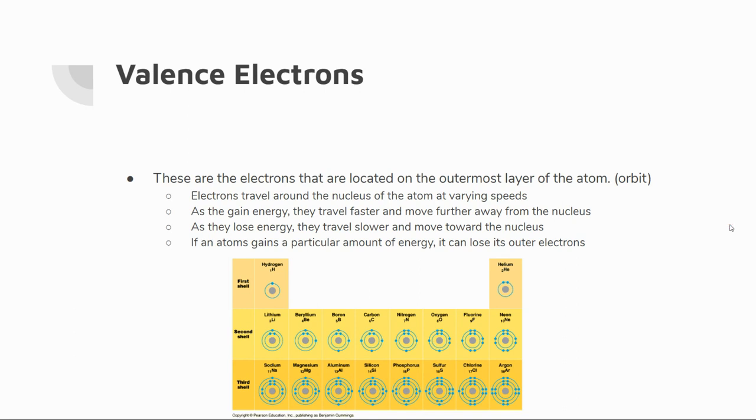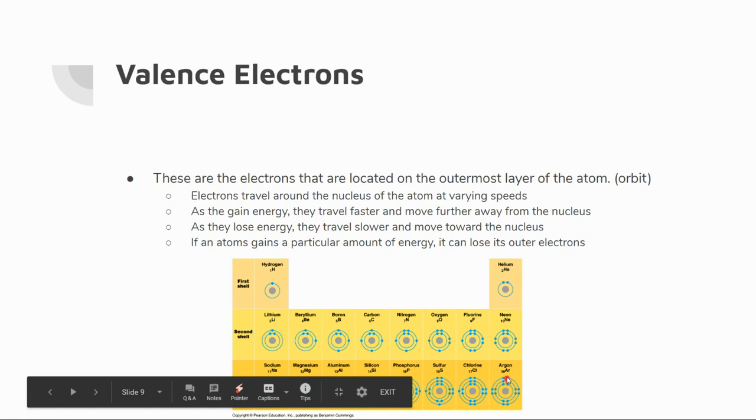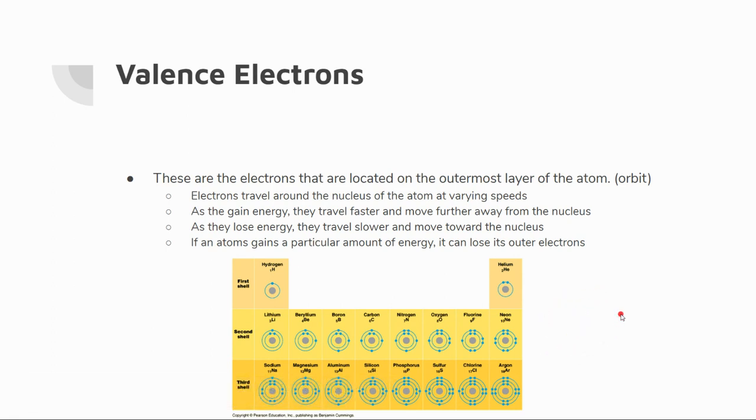Last thing with valence electrons: valence electrons control how reactive an atom is. Some elements or some atoms are more reactive than others, and it's all based off how many valence electrons they have. For instance, the noble gases, we're talking right here, neon, argon, so on and so forth, they're not very reactive because they have a full valence electron shell, meaning that they don't need any more electrons to be full, okay? And we'll talk about that more in depth later.